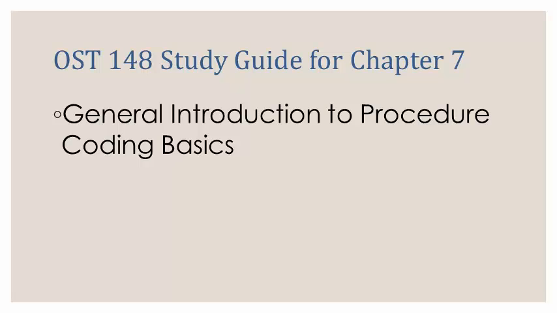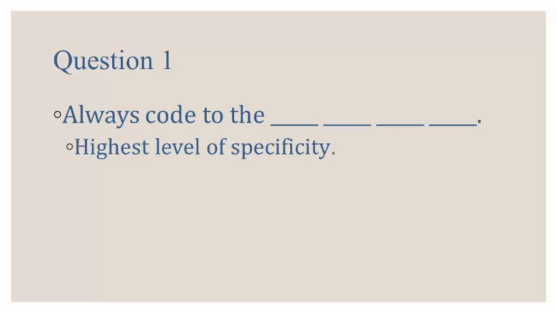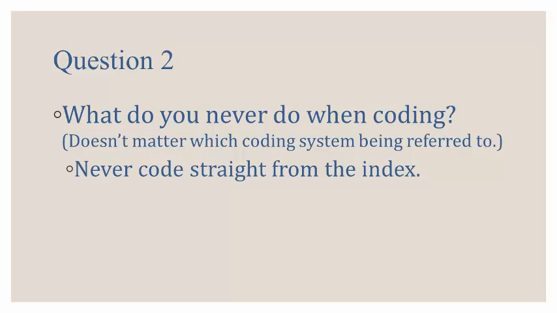This is the study guide for Chapter 7. Always code to the highest level of specificity. What do you never do when coding? And it doesn't matter which coding system is being referred to. You never code straight from the index.